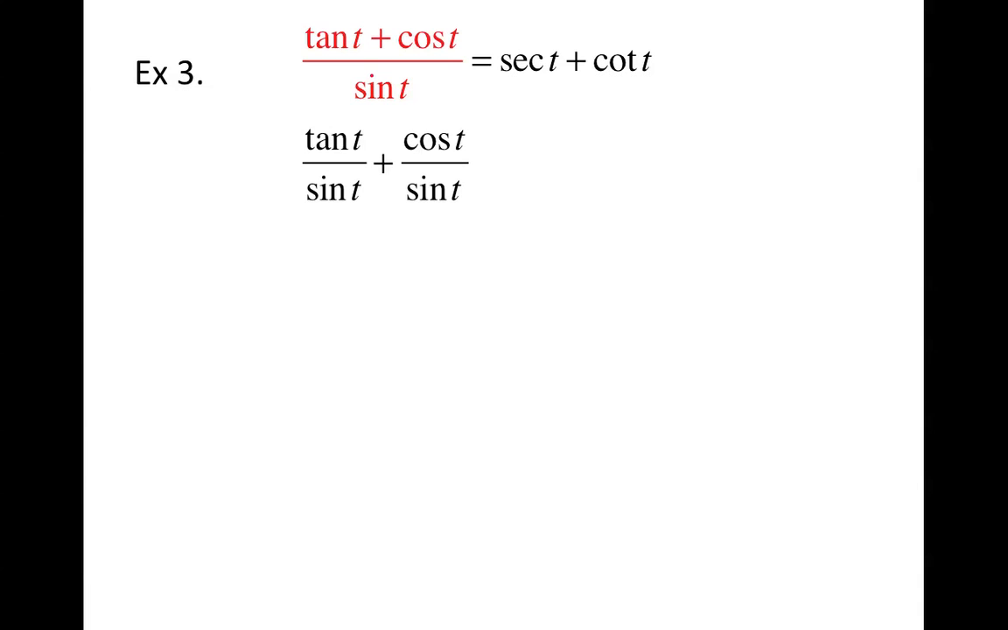By splitting the fraction, do you notice the second term? Cosine over sine is the same thing as cotangent. It looks like we're on the right path. The question is, how is the first term going to simplify to secant t?